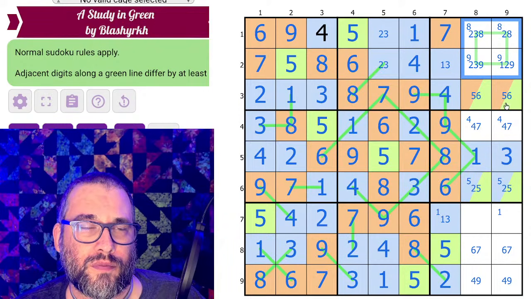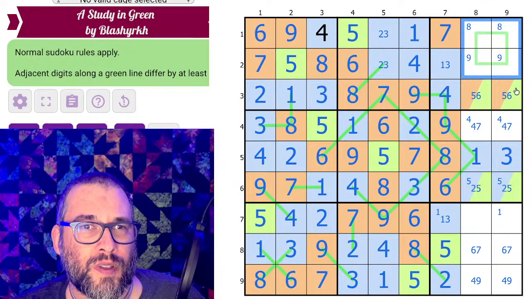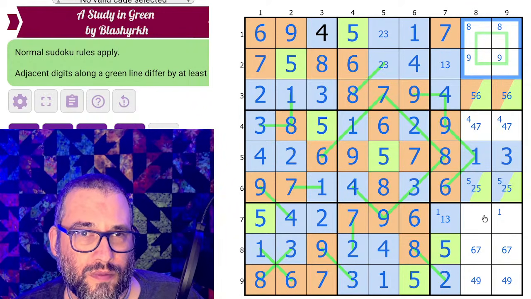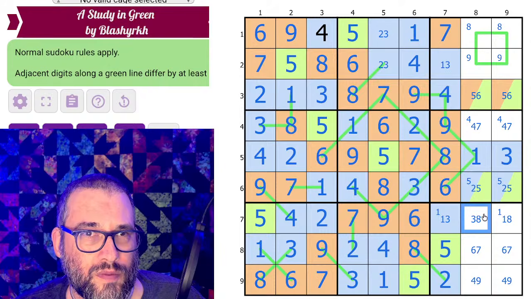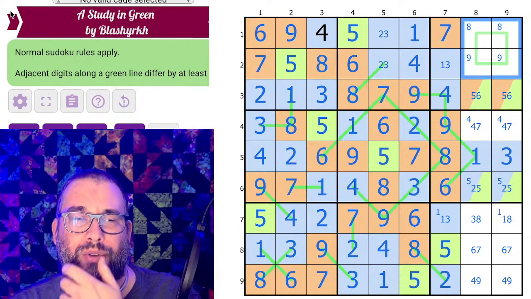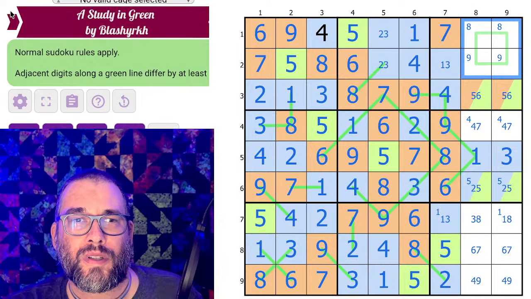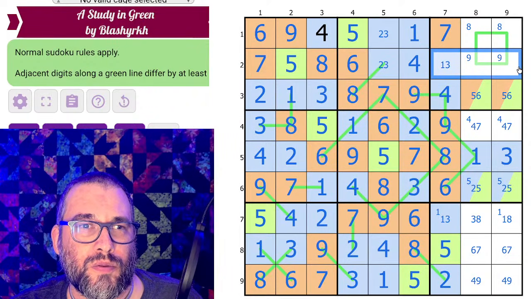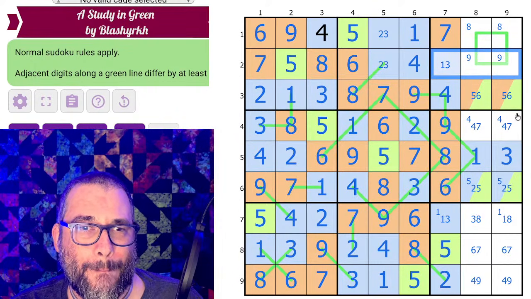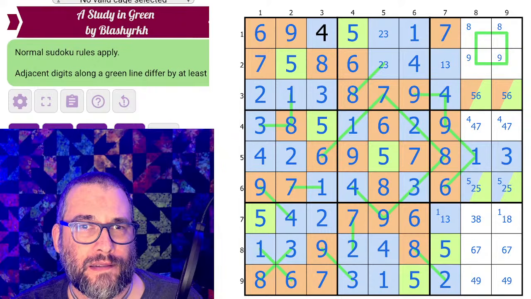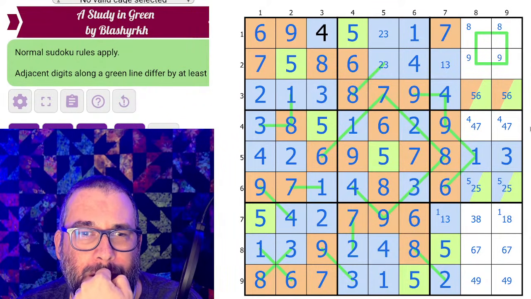Okay, what are we meant to observe here? Where is the thing?